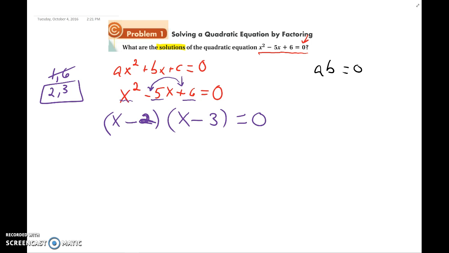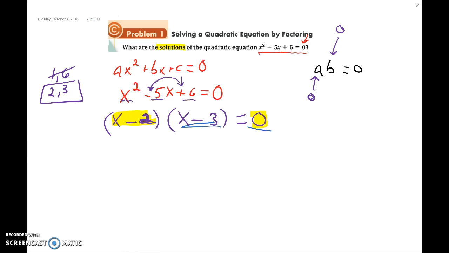The only way that this could happen is if a was equal to 0 or if b was equal to 0. If neither one were equal to 0, it's impossible for two numbers to multiply and give us 0. So the same thing happens here. The only way that this can work is if x minus 2 has to be equal to 0, or x minus 3 has to be equal to 0.